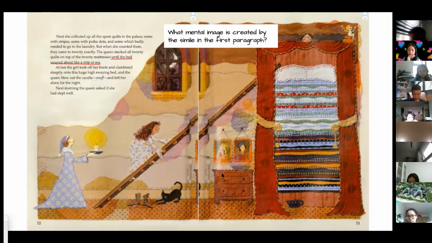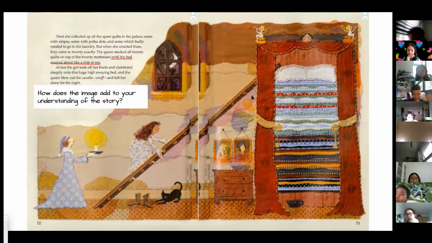The bed doesn't stay still. Yep, it's not staying still. Okay, it's swaying about like a ship that's at sea. So it's rocking back and forth. Good job. And how does this image here add to your understanding of the story?